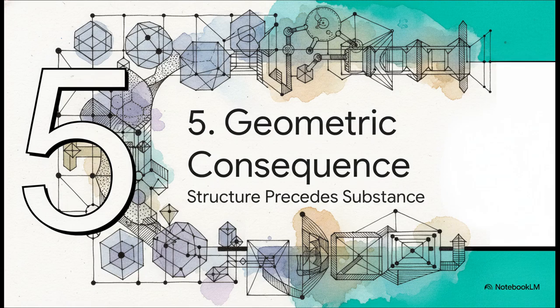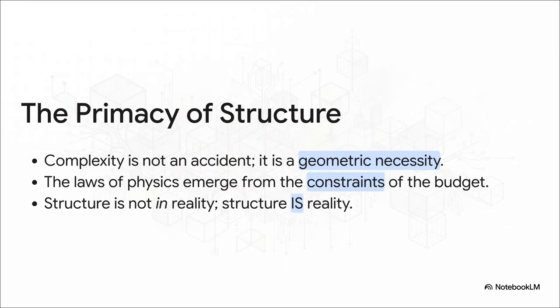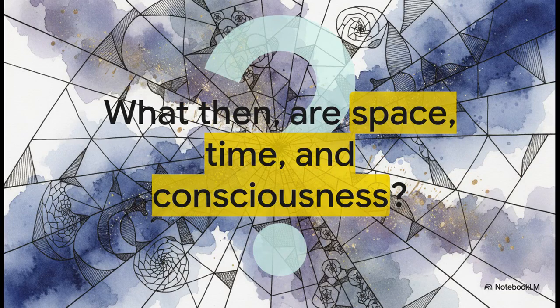This leads us to the final and most profound implication of this framework: the primacy of structure over substance. The central conclusion is this: the complexity and nonlinearity of the universe are not physical accidents. They are the inescapable geometric necessities imposed by the 1 plus i cell. The laws of physics, therefore, emerge from the constraints of this finite ontological budget. Structure is not something that appears within reality. Structure is reality.